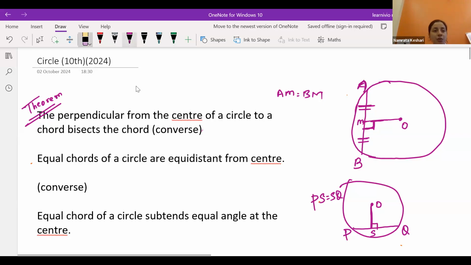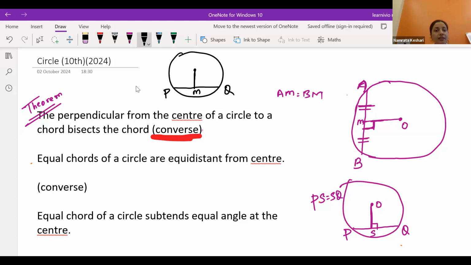And the converse of this theorem is also true. The converse is also true that in case we are having a circle and a chord which is getting bisected by a line, okay, that line is not a random line, it is coming from the center. If by this particular OM our chord is getting bisected, that means OM must be perpendicular to PQ. Getting it? Yes, ma'am.